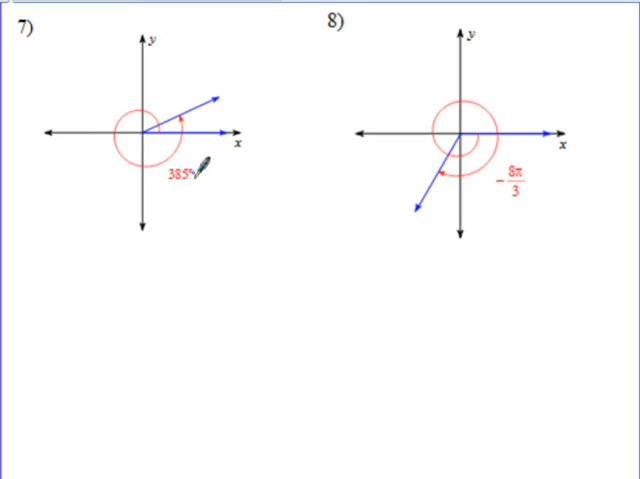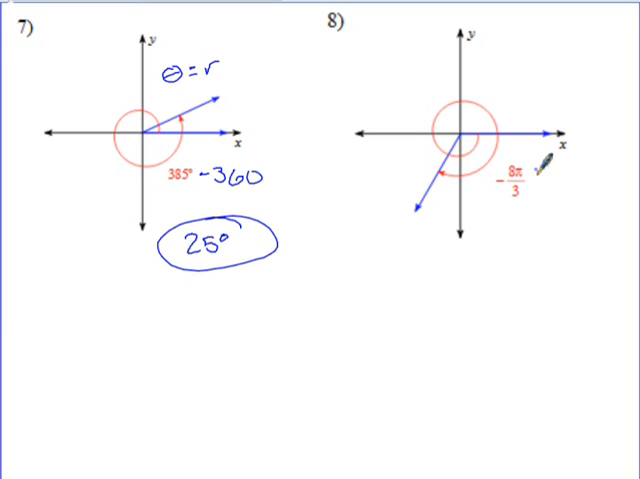So let's do some examples. Here I have a 385-degree angle. That's more than a circle, so the first thing I'm going to do is subtract 360. 385 minus 360 gives me 25 degrees. This angle is in quadrant 1. The rule in quadrant 1 is that the angle is the reference angle, so 25 degrees is the reference angle for that one.